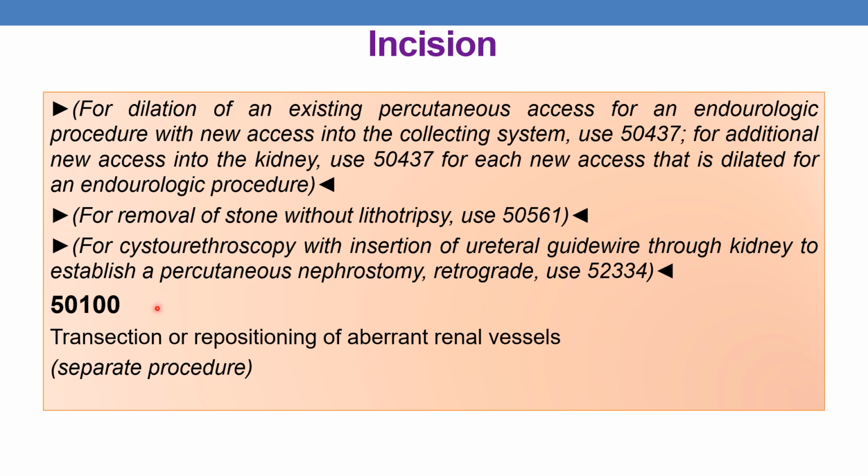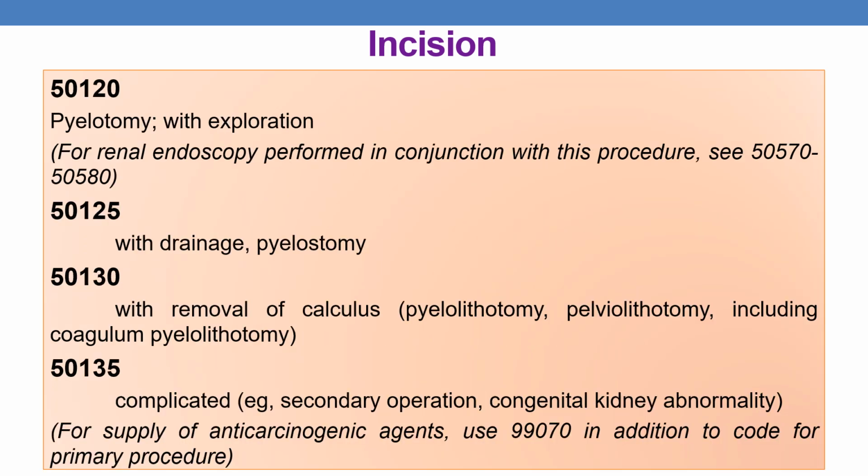The next CPT is 50100. All these things are revised guidelines. That is why I am specifying here. Next CPT is 50100. Transection or repositioning of aberrant renal vessels. For transection or repositioning of aberrant renal vessels, you need to report 50100. The next is 50120. Pyelotomy with exploration. And for renal endoscopy performed in conjunction to this procedure, you need to see 50570 and 580.